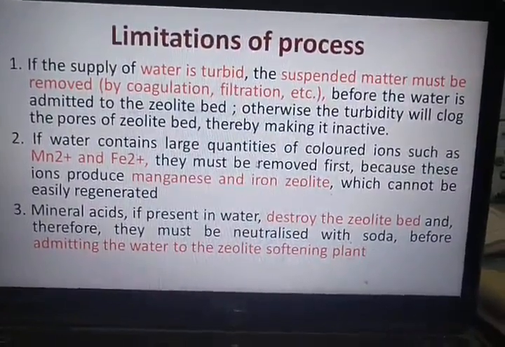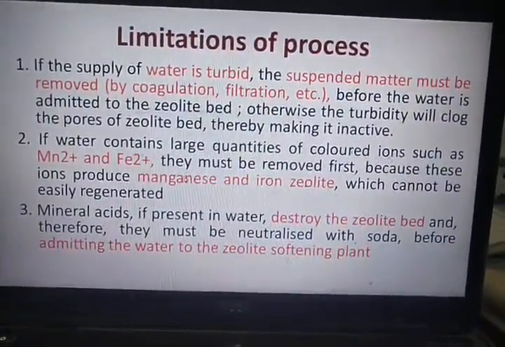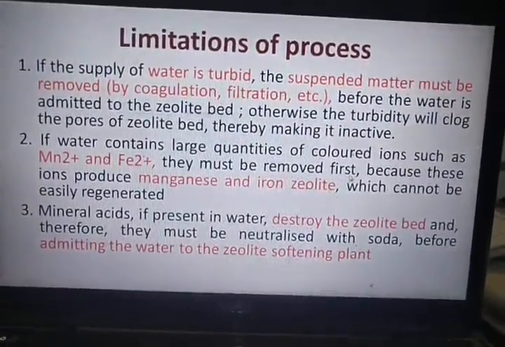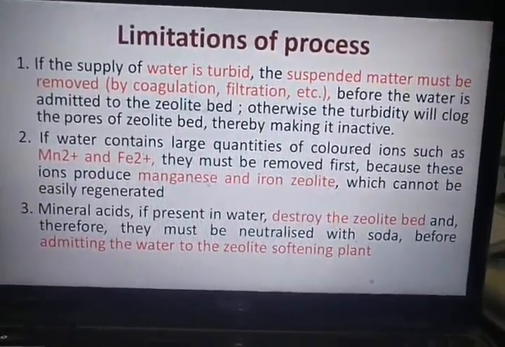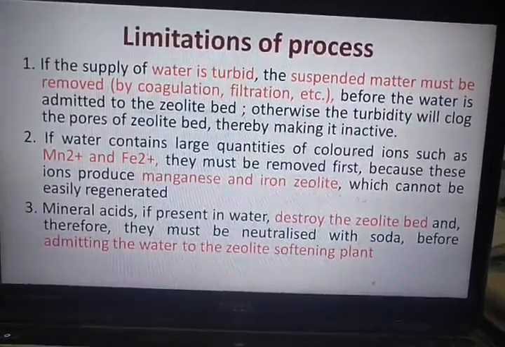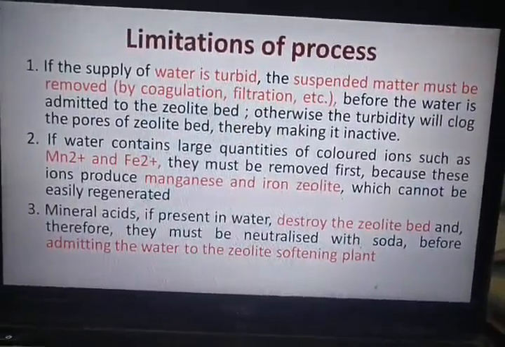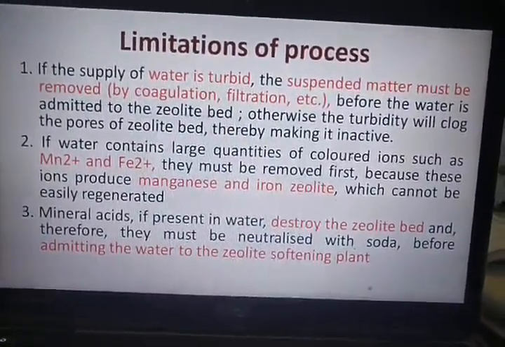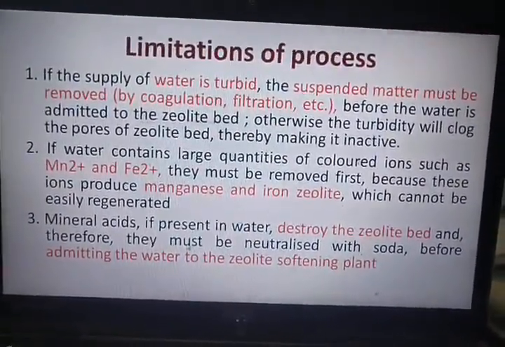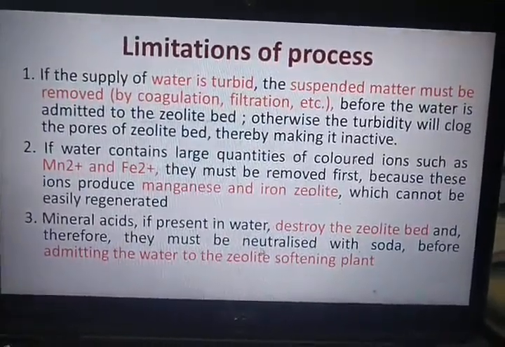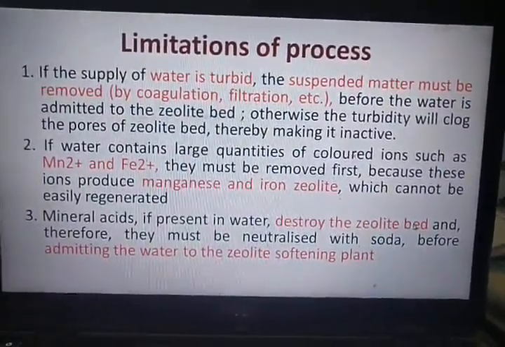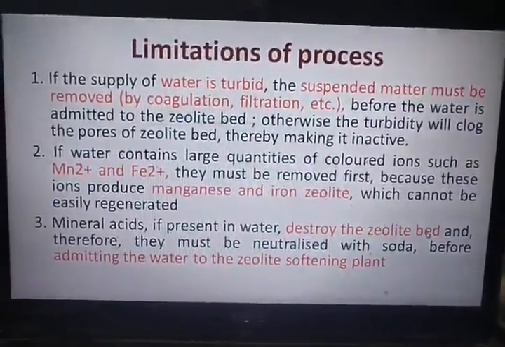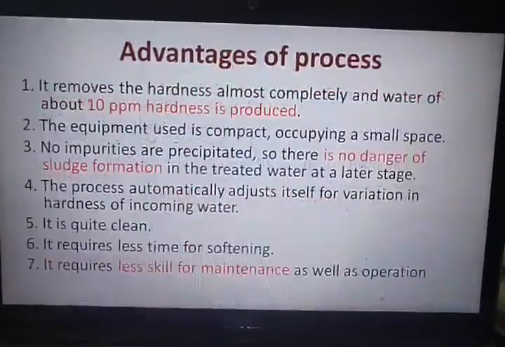If water contains a large quantity of colored ions such as Mn2+ and Fe2+, that is manganese and iron, they must be removed first, because these ions produce manganese and iron zeolite which cannot be easily regenerated. That is why these have to be removed when you use the zeolite process for softening. Then the mineral acids present in the water will destroy the zeolite bed, and therefore they must be neutralized with soda before admitting the water to the zeolite softening plant.